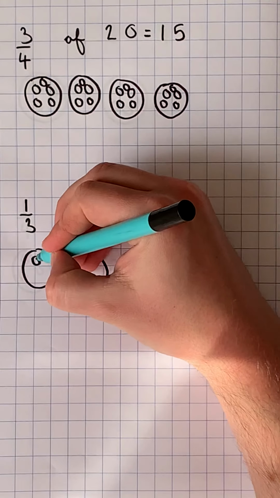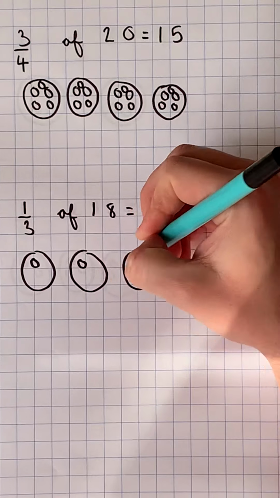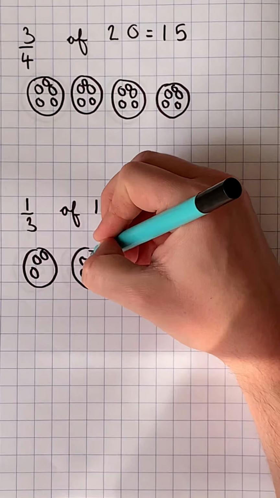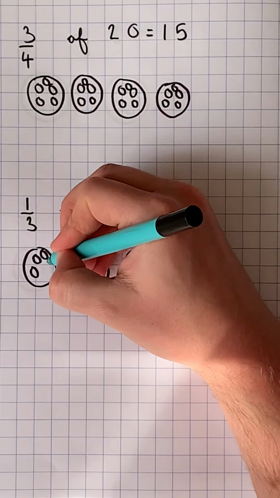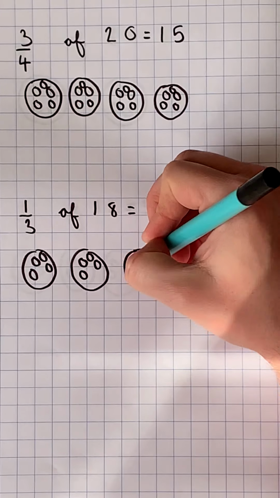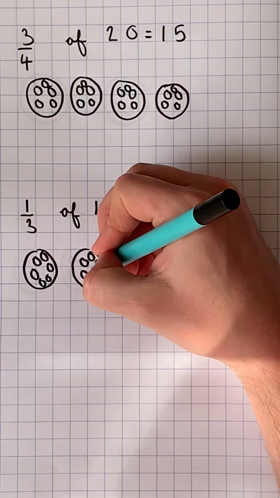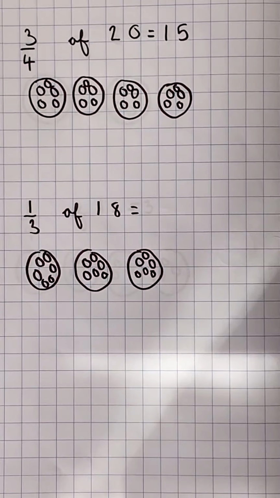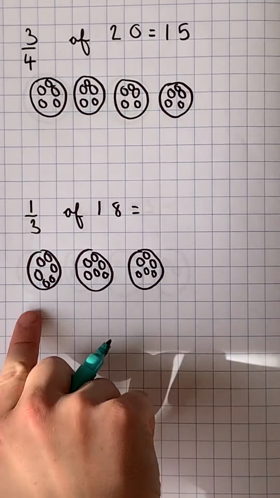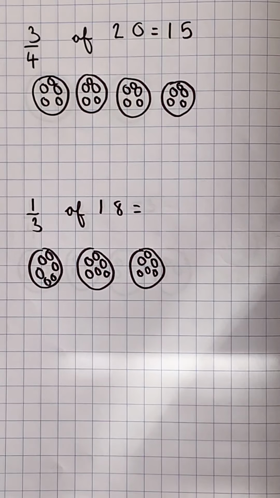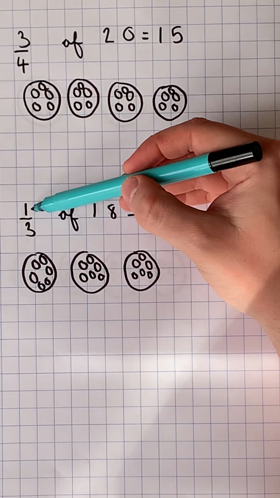So here we go. 1, 2, 3, 4, 5, 6, 7, 8, 9, 10, 11, 12, 13, 14, 15, 16, 17, 18. Okay, and we've got equal groups because there's 1, 2, 3, 4, 5, 6 in each one. So now I need to look at my fraction again and look at the top number.